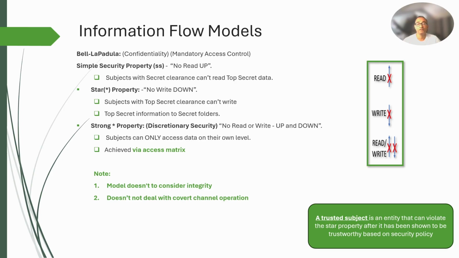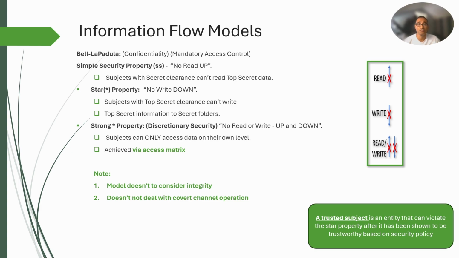The first and the most important information flow model is called Bell-LaPadula. The name is a bit of a tongue twister. The main purpose of this model is to take care of confidentiality. It is implemented through the working model we have seen before, called mandatory access control, which is driven by the configuration of subject and object. And it has three important properties that you must be aware of.